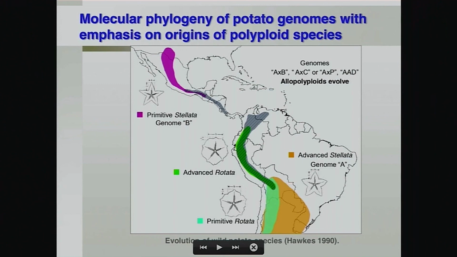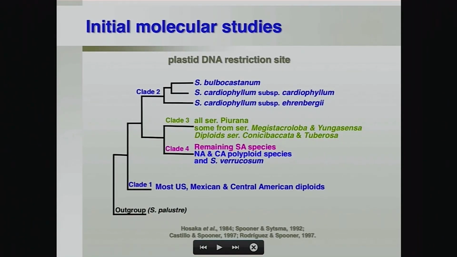So the researchers wanted to test if this has support, not only from morphological data, but also from DNA sequences. Next steps were in the 1990s until 97. You can see here from 1984 to 1995, people were using plastid DNA restriction sites. And that is a tree that summarized previous or initial results.